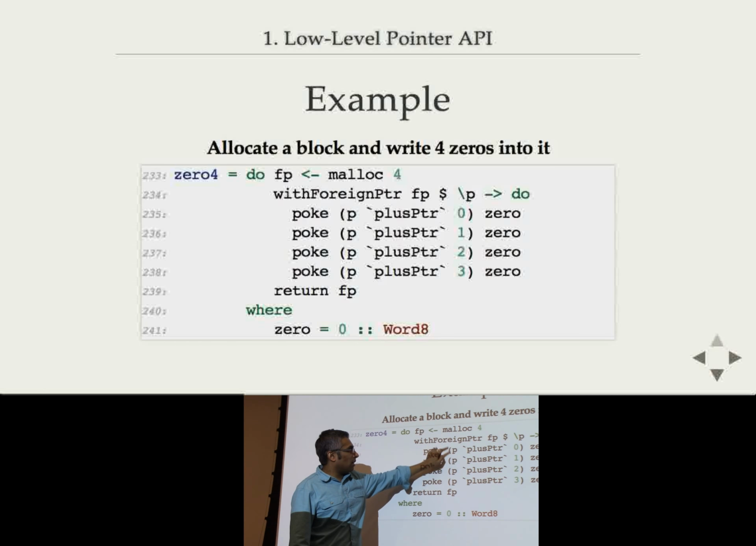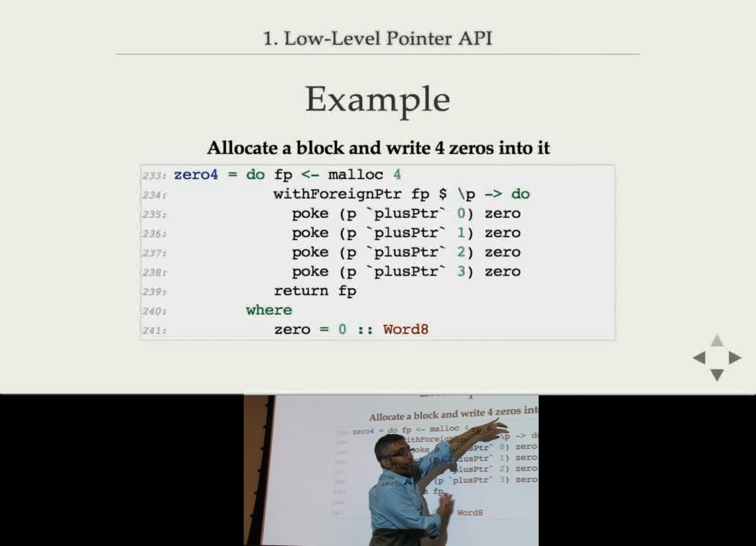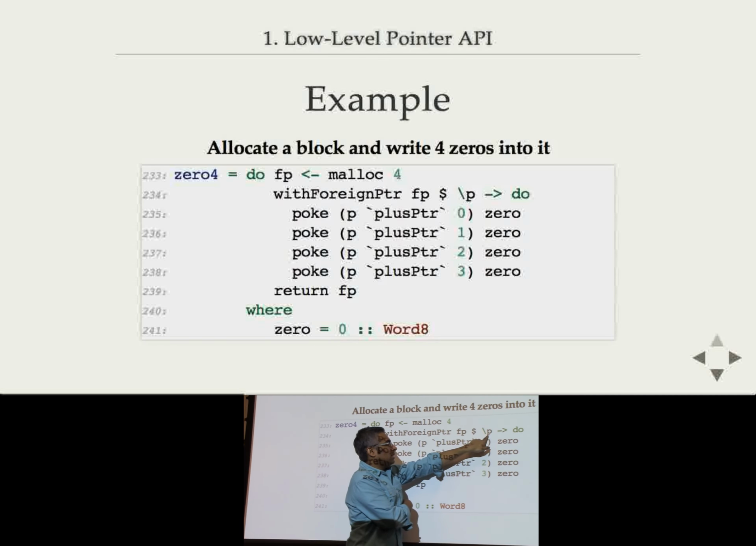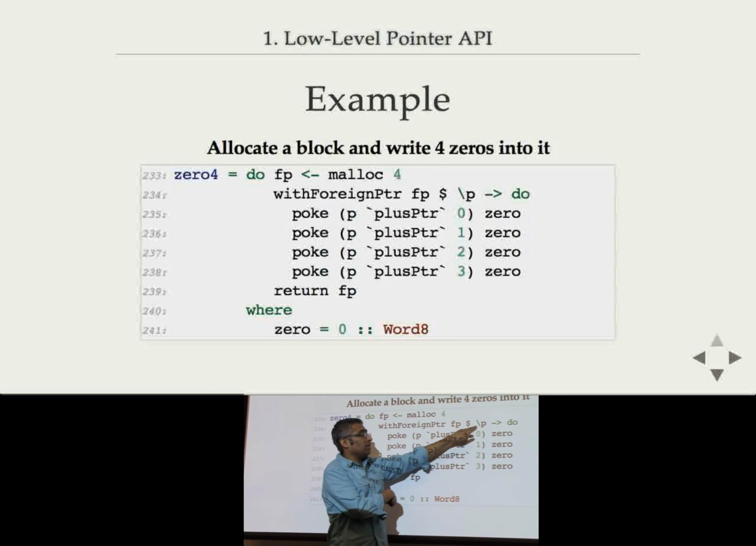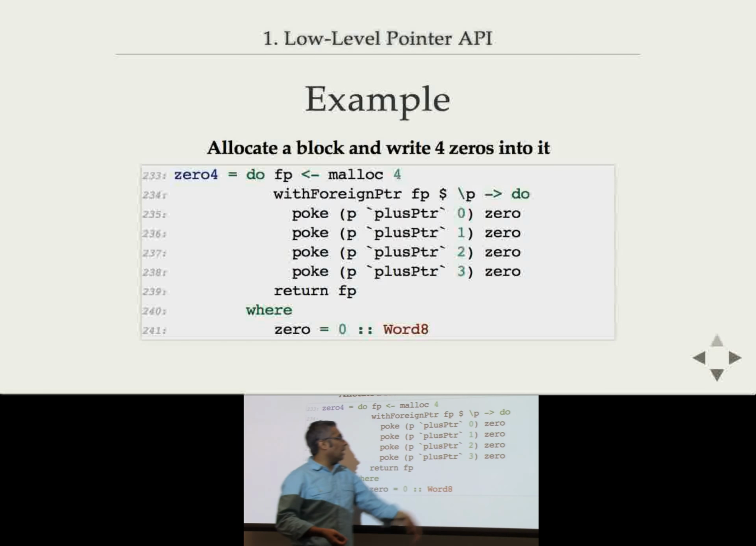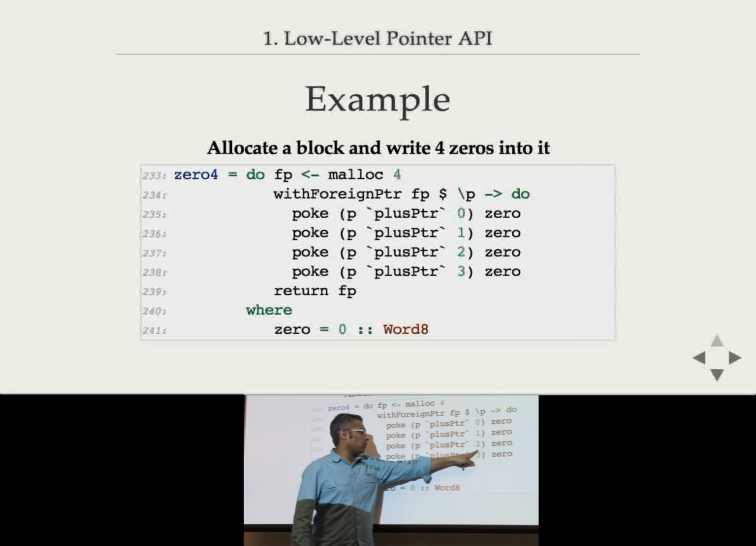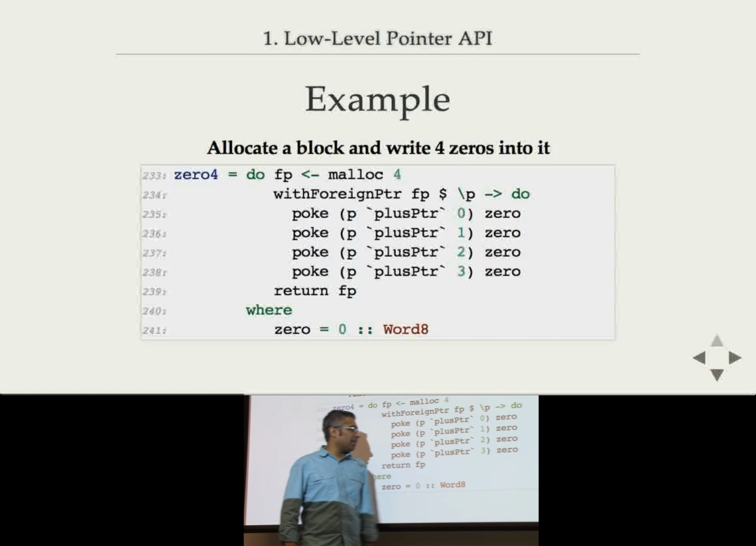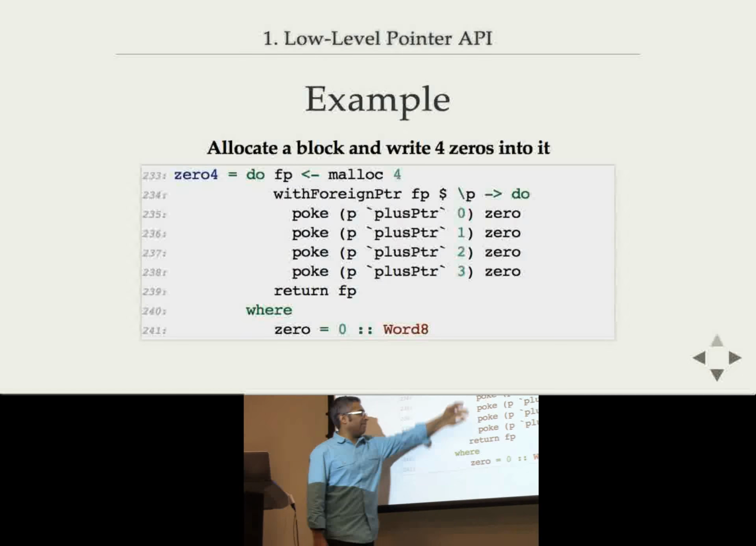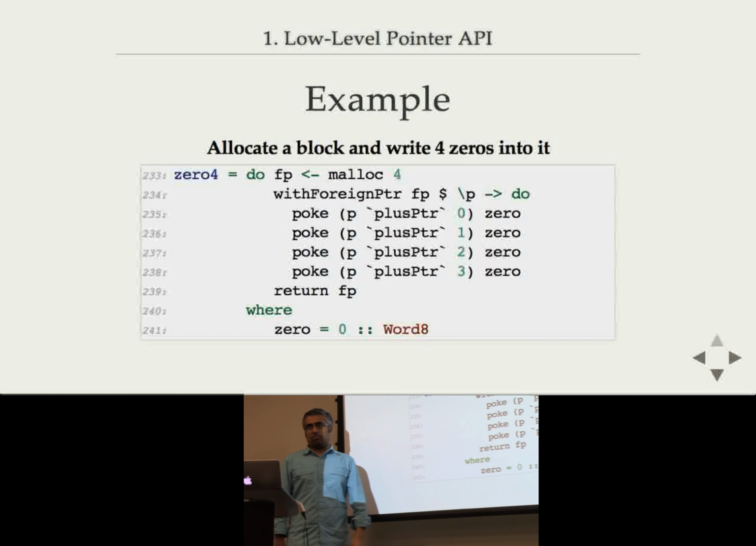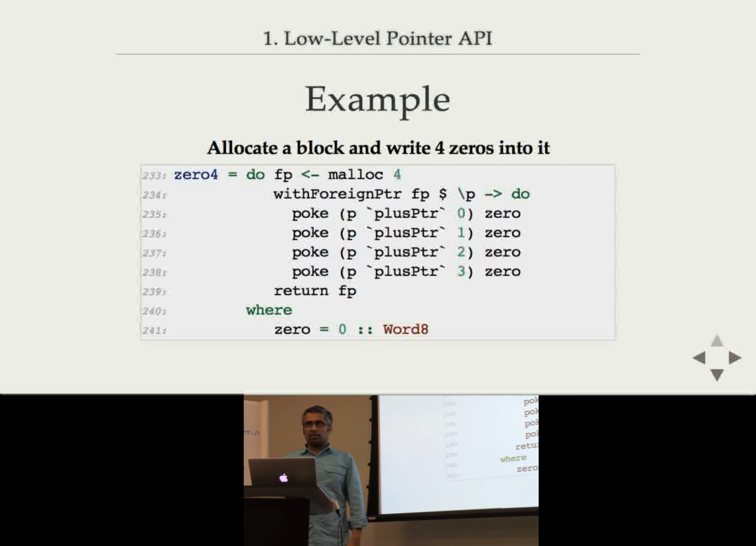And then it calls this withForeignPtr, it takes the foreign pointer, and here's the function, right? This is the foreign pointer, this is the unwrapped pointer. What does it do? It does poke, poke, poke, poke at the offset 0, at the offset 1, at the offset 2, and at the offset 3, it writes in 0. And then having done all these pokes, it returns you the FP. Okay? So far so good, I hope I haven't lost anyone.